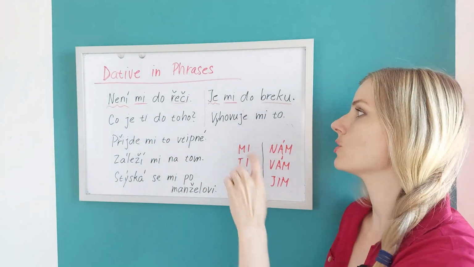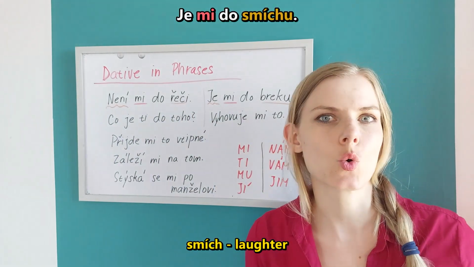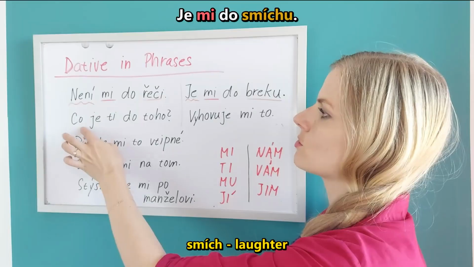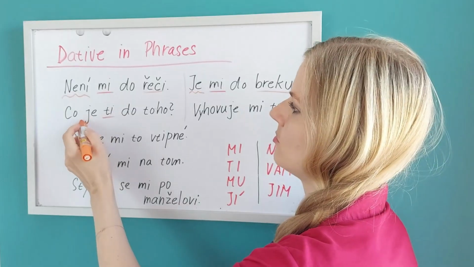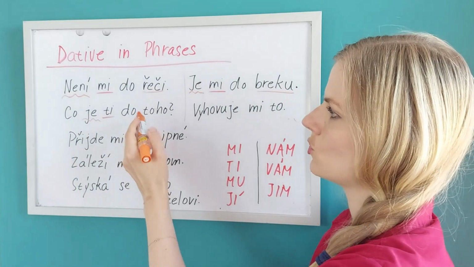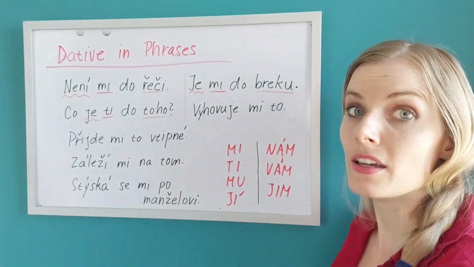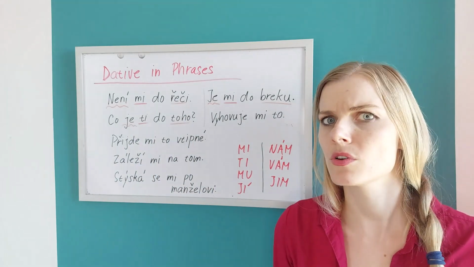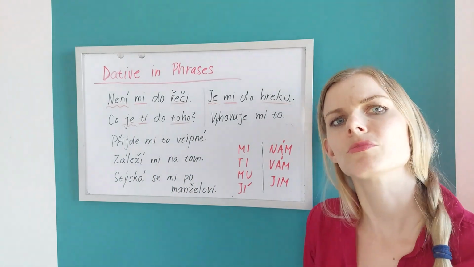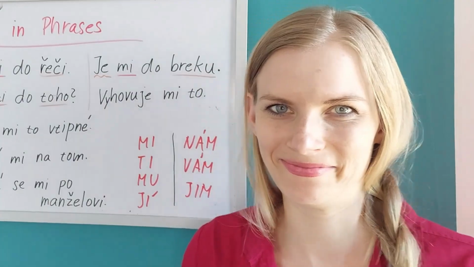In the same way, you could also say, je mi do smíchu. I feel like laughing. Co je ti do toho? What do you care? The verb to be right here. Do toho, that's genitive again. What is it to you? Kind of. If someone's too nosy, just tell them off. Say, co je ti do toho?